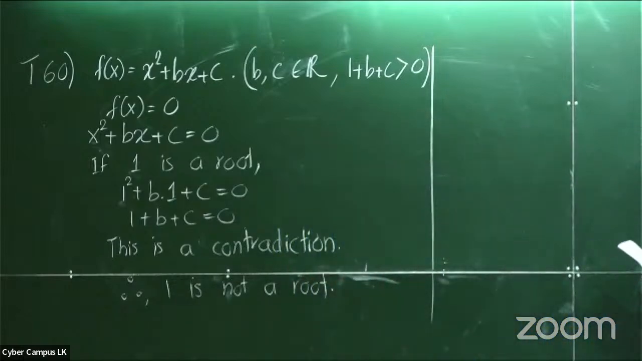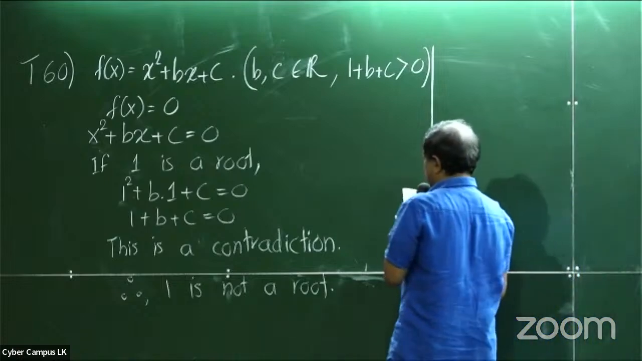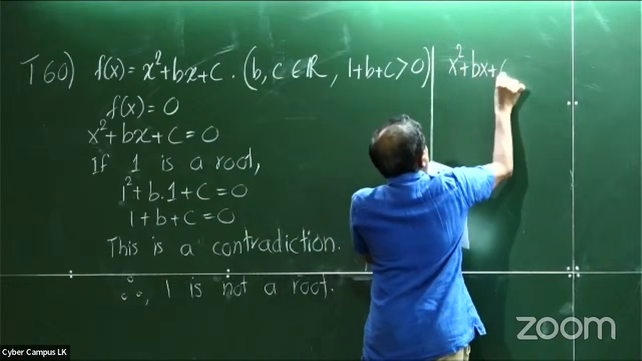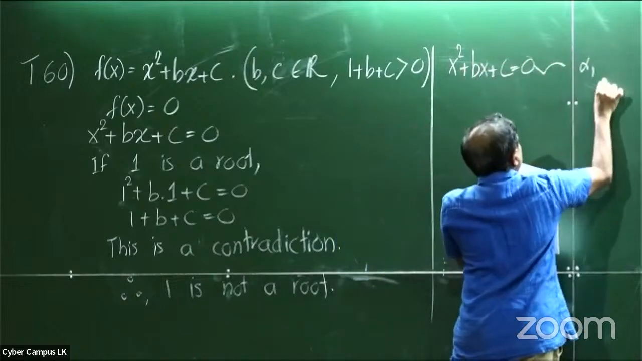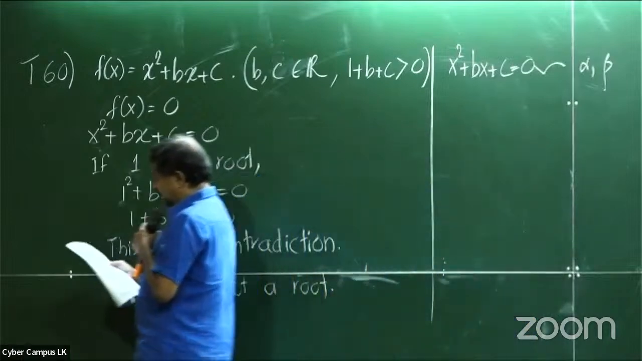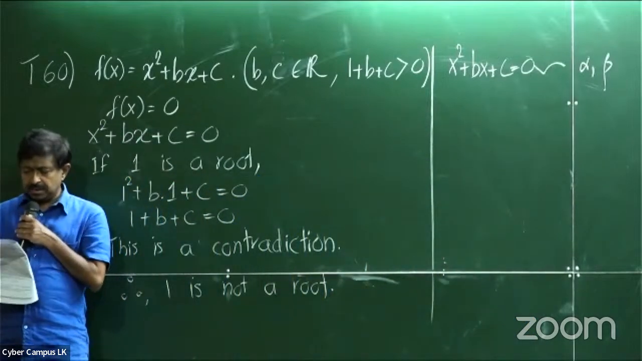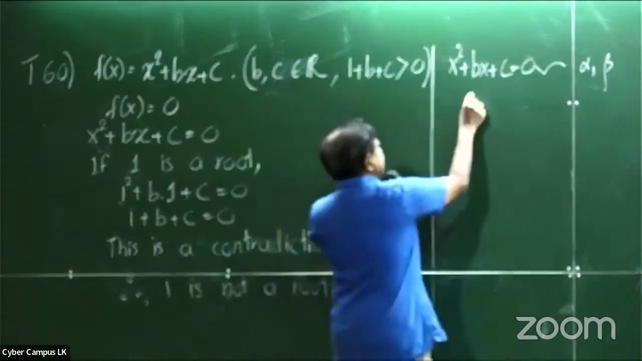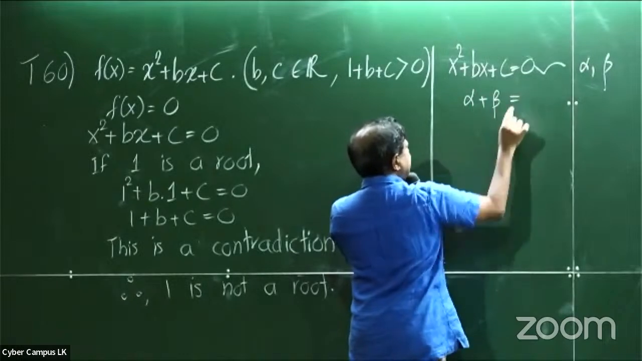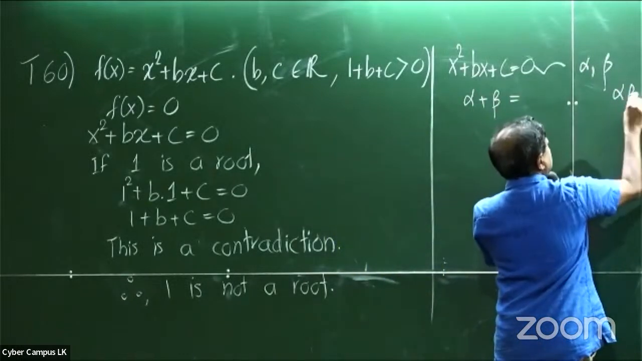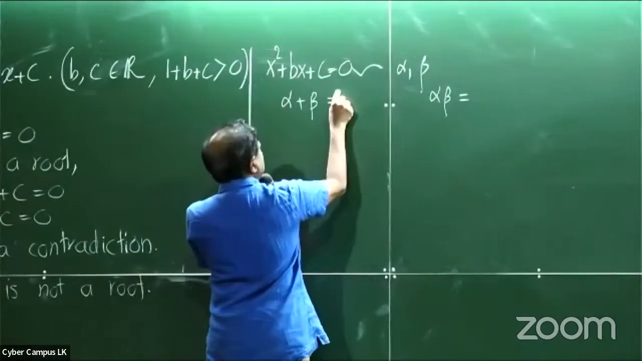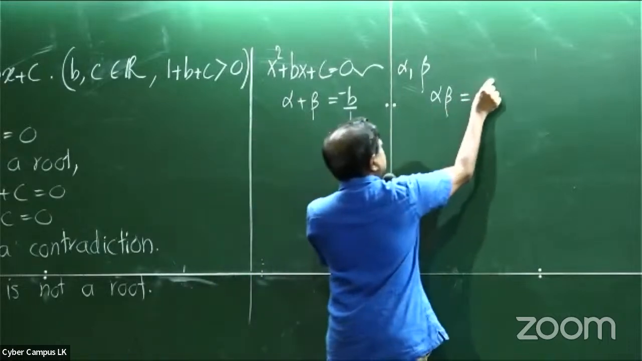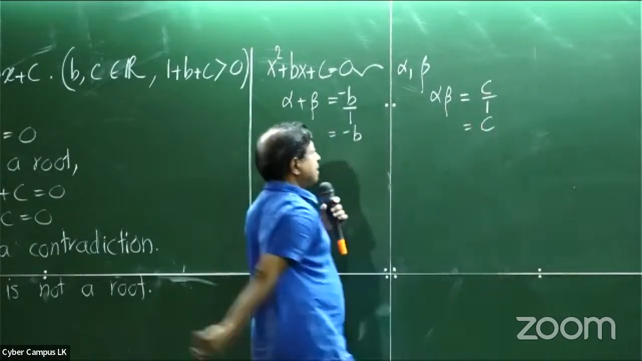Now, if alpha and beta are the roots of fx equals 0, so this is the equation, we need to find alpha minus 1 times beta minus 1. So first we need to find alpha plus beta as well as alpha beta. This is minus b over 1, which is minus b. This is c over 1, which is c.